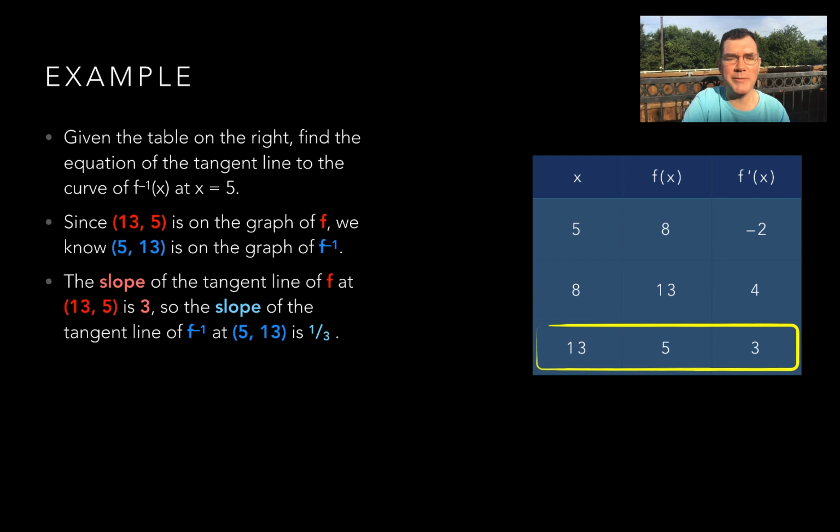The slope of the tangent line of f at this point is going to be 3. So on the inverse at 5 and 13, the slope is going to be 1 over that, which is 1/3. So I have my x, which is 5. I have my y, which is 13, and I have my slope, which is 1/3. So I have my equation of the line, which is y minus 13 equals 1/3 times x minus 5.